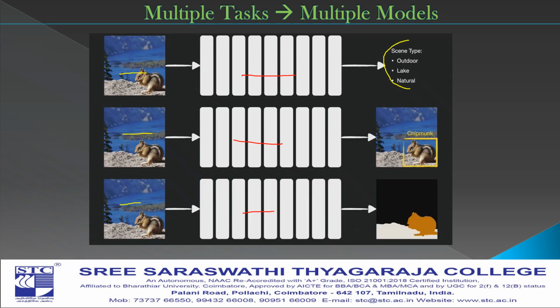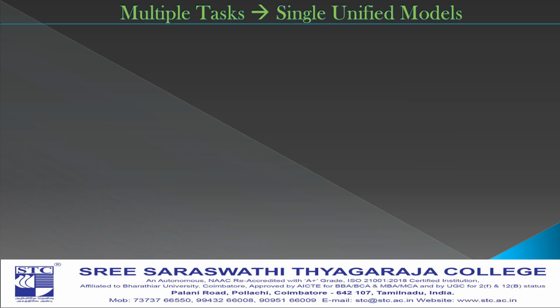This one is doing a classification task. This is doing an object identification task. One object is identified here, you can see, right? This one is doing a segmentation task. This part is shown in a different color and this is shown in a different color. So mud is shown in a different color and all that. So this is the segmentation task. So this is the usual way of doing deep learning, where there is one task, one model. So multiple tasks means multiple models. This is the traditional way of doing object related tasks.